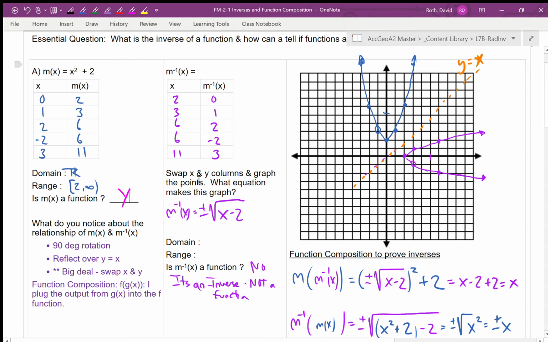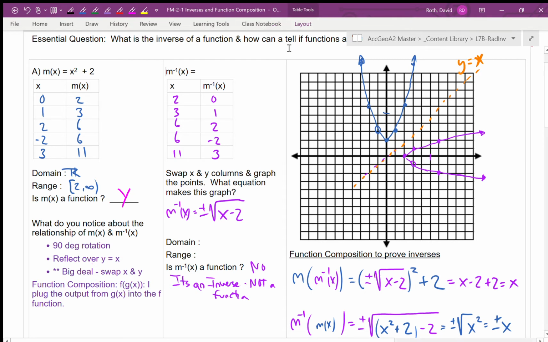Then the next thing we do is I say swap the x and y columns. Now this is before we said anything else. I just say do it. Swap the x and y column. So the x became the y and the y became the x. And then we make the graph of those points and connect the dots, and we see that, hey, look, that's a sideways parabola. The next thing, and I'll erase these things, we don't need that on there.